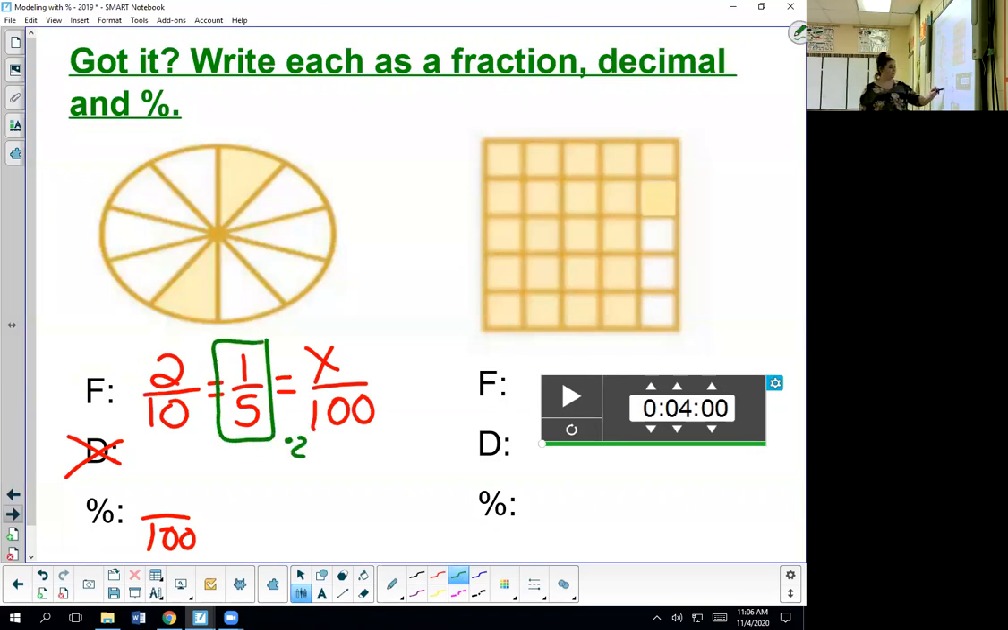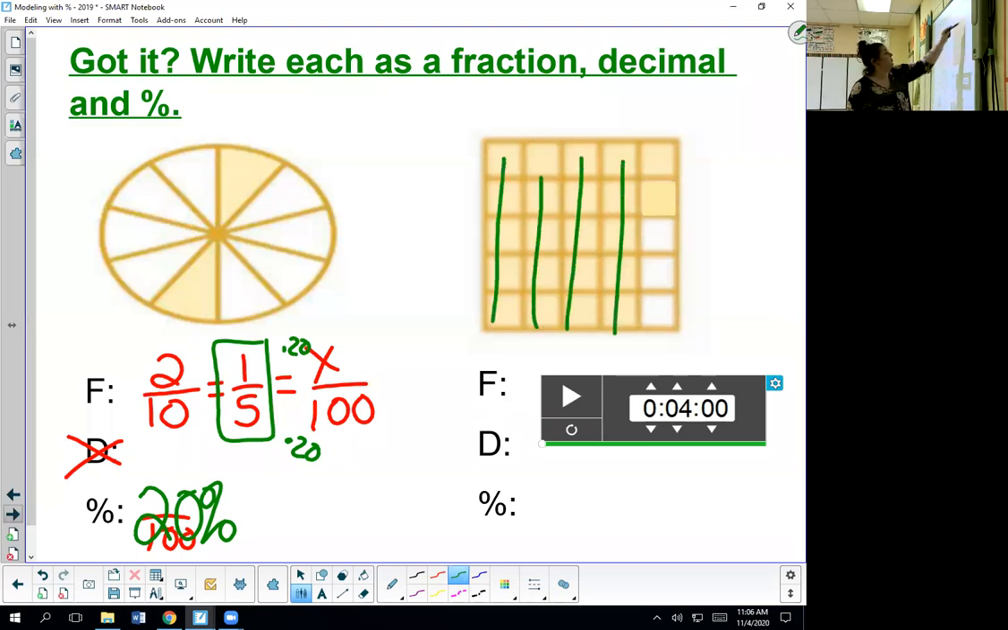So if you notice, this is times 20 and times 20. Guess what percent this is? It is 20%. That is also another way that you're going to establish tomorrow. So again, same concept here. This is 25. So I have 5, 10, 15, 20, 21, 22. So I have 22 out of 25 shaded in. Okay, can't simplify that one.